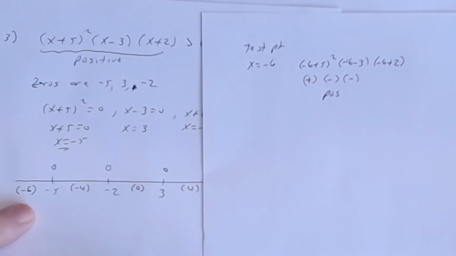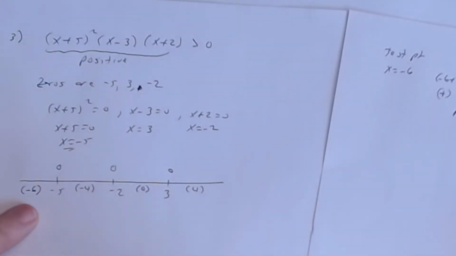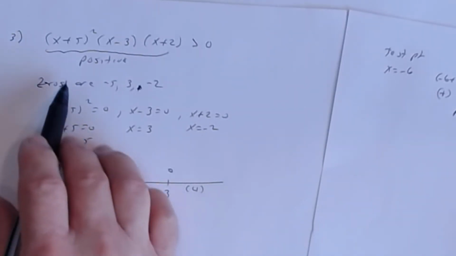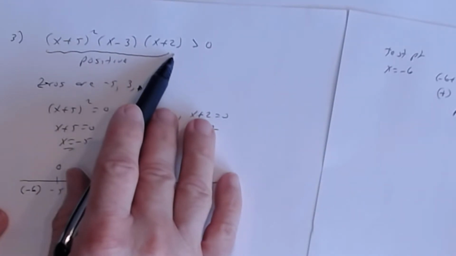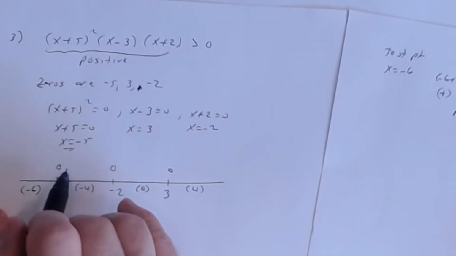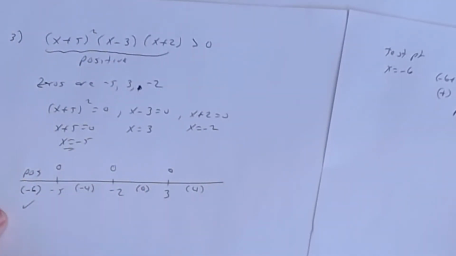So what that means is that any real number between negative infinity and negative 5 will make this product positive, which are going to be solutions because I want positive. So put a check mark there.